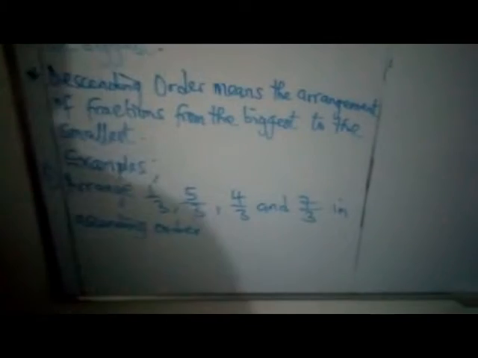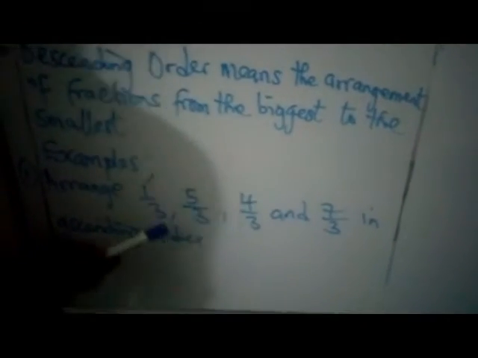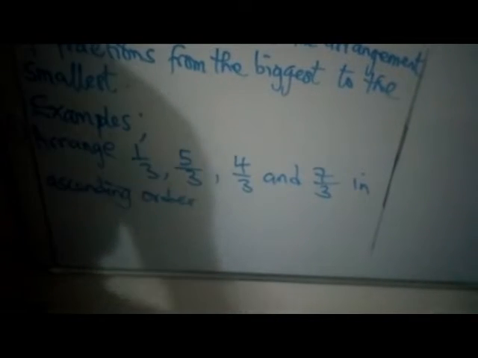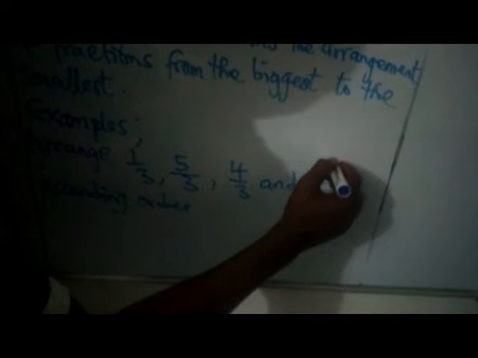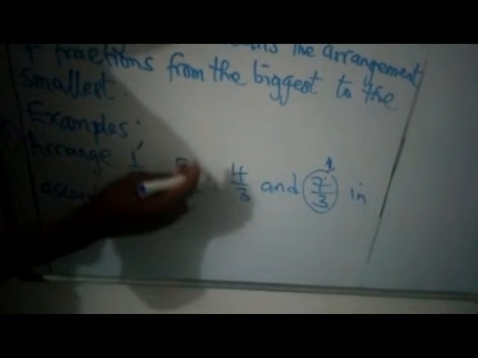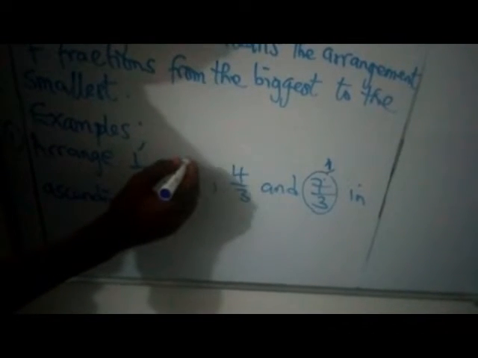And how can you arrange like fractions from the smallest to the biggest? Now you can see that these fractions have the same denominator, 3, 3, 3. So you check the biggest numerator. The biggest numerator will be your biggest fraction. Now you can see the biggest numerator here is what? 7. The biggest numerator here, you put it number 1. The next numerator after 7 is what? 5.